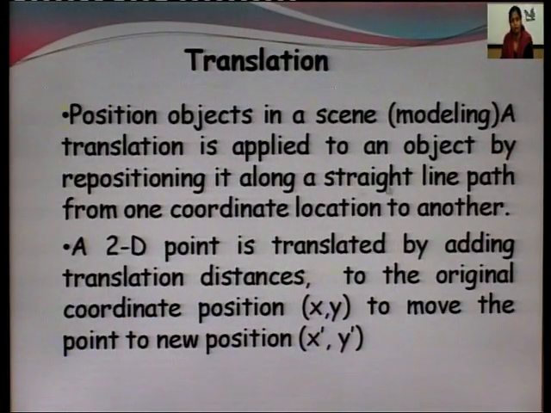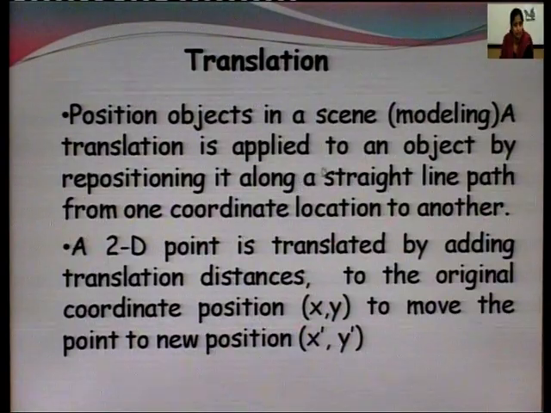Now, let us go to the basic transformations. The three basic transformations are translation, rotation and scaling. So, what is translation? Translation positions the object in the scene. It is a very basic transformation and very easy to accomplish. It is an example of rigid transformation. It does not deform the shape of the object, it simply repositions the object.